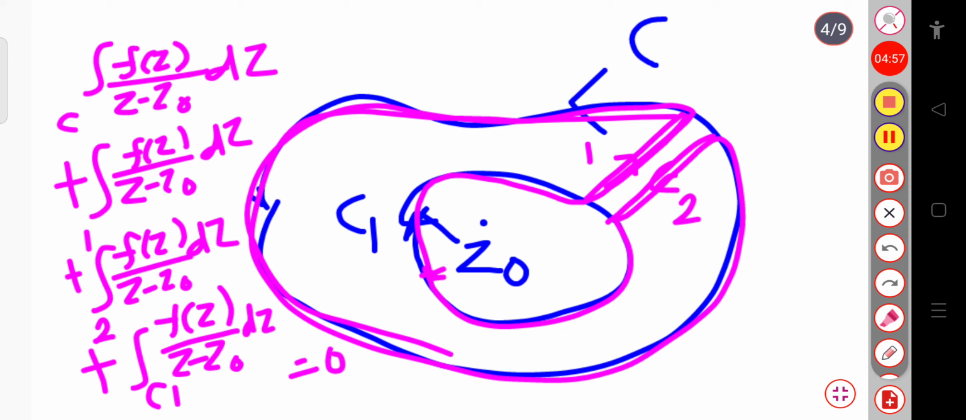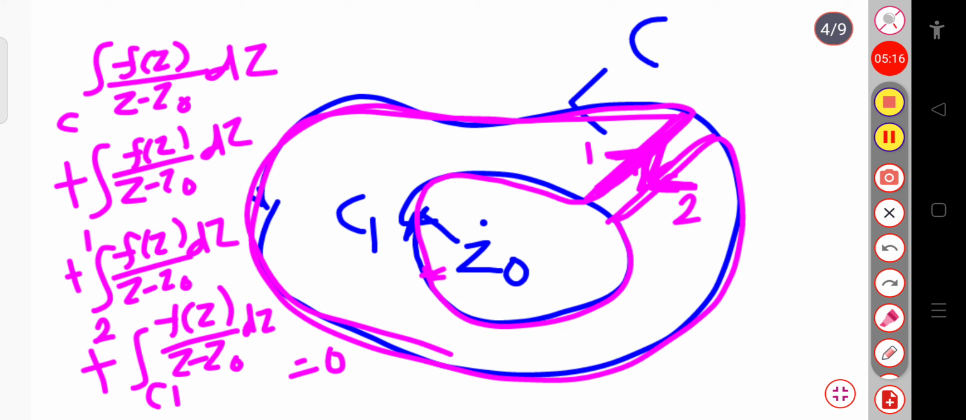Here we can see that the direction of line 1 is, suppose, in the east direction, and in case of line 2 it is in the opposite direction, which is the west direction.